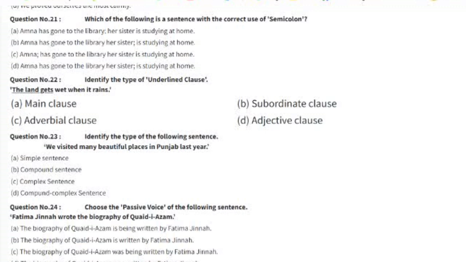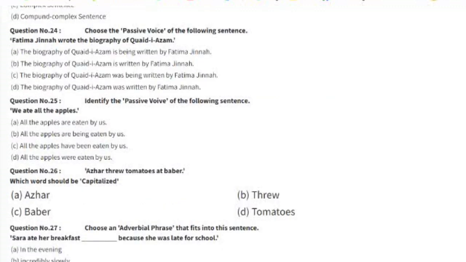Question number 23, identify the type of the following sentence. We visited many beautiful places in Punjab last year. The right answer is A, simple sentence. Question number 24, choose the passive voice of the following sentence. Fatima Jinnah wrote the biography of Quaid-e-Azam. The right answer is D, the biography of Quaid-e-Azam was written by Fatima Jinnah. Question number 25, identify the passive voice of the following sentence. We ate all the apples. The right answer is D, all the apples were eaten by us.